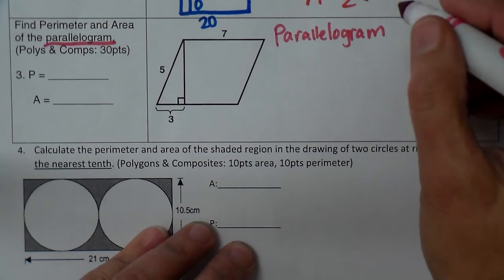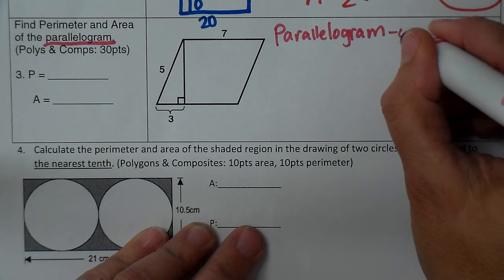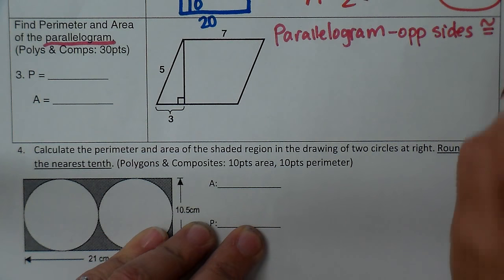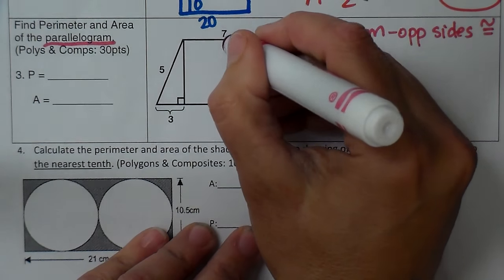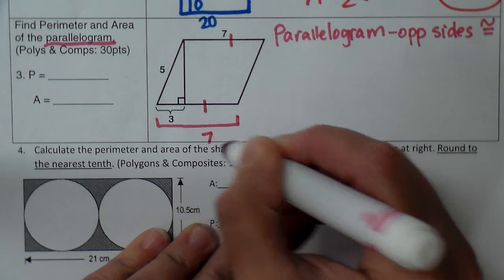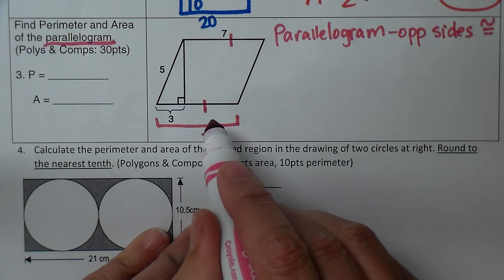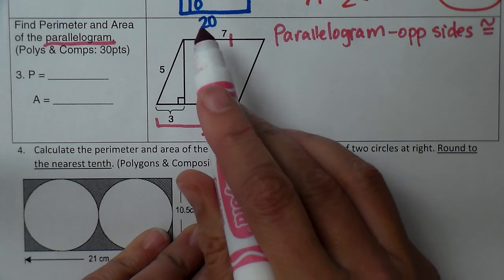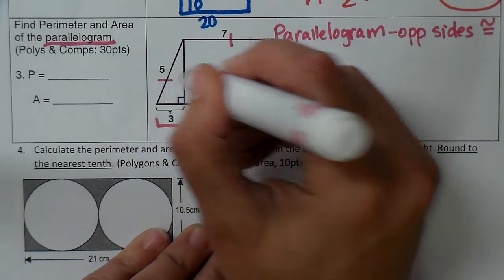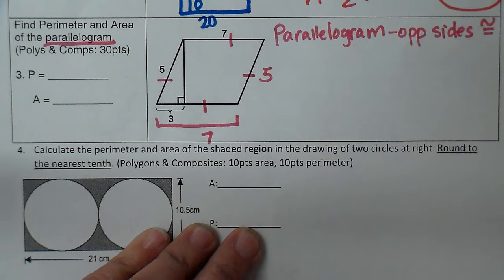Good. Now, a parallelogram has unique characteristics, one of those being the opposite sides are congruent. So, if this is 7, this whole side would also be 7. A lot of the mistakes people were making is they were labeling this little piece as 7. If that whole side's 7, that whole side's 7. If this is 5, this is 5.